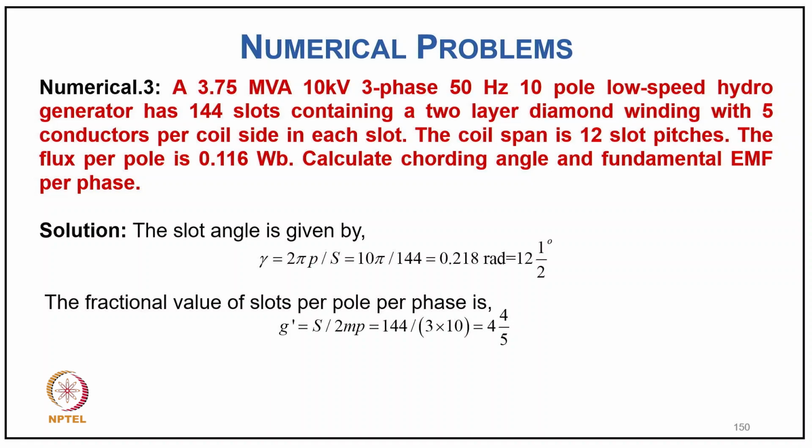Now coming to numerical 3: a 3.75 MVA, 10 kilovolt, 3 phase, 50 Hz, 10 pole low speed hydrogenerator has 144 slots containing 2 layer diamond winding with 5 conductors per coil side in each slot. The coil span is 12 slot pitches. The flux per pole is 0.116 Weber. Calculate the chording angle.